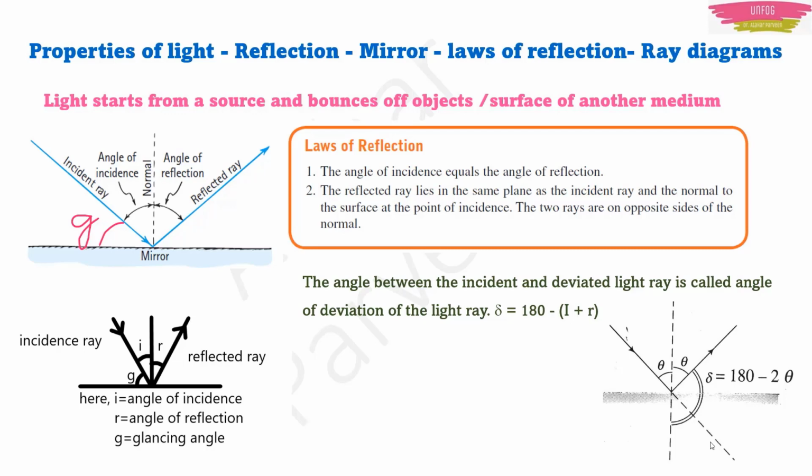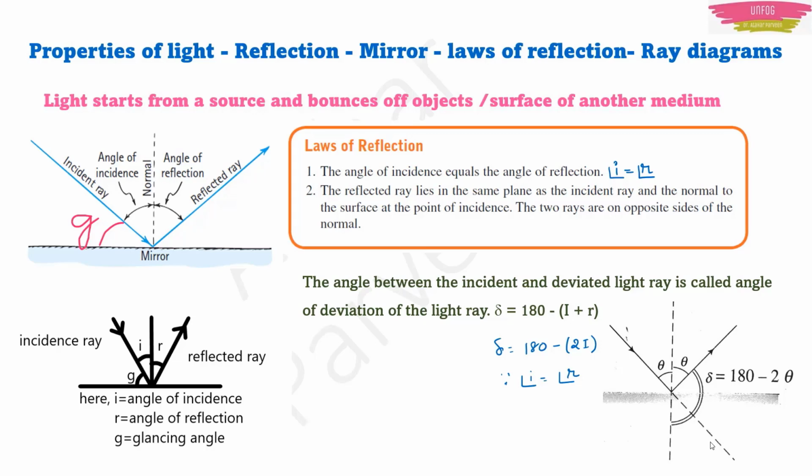Or because we know that angle of incidence is equal to angle of reflection, so I can say that i is equal to r. So in place of r, if I write i only, then angle of deviation delta will be equal to 180 minus 2i. Or if I assume that this angle of incidence and angle of reflection is nothing but one angle which I give the same name theta, then angle of deviation delta will be equal to 180 minus 2 theta. Why are we taking 180 here in angle of deviation? Because the sum of the angles constituted in a straight line is 180.